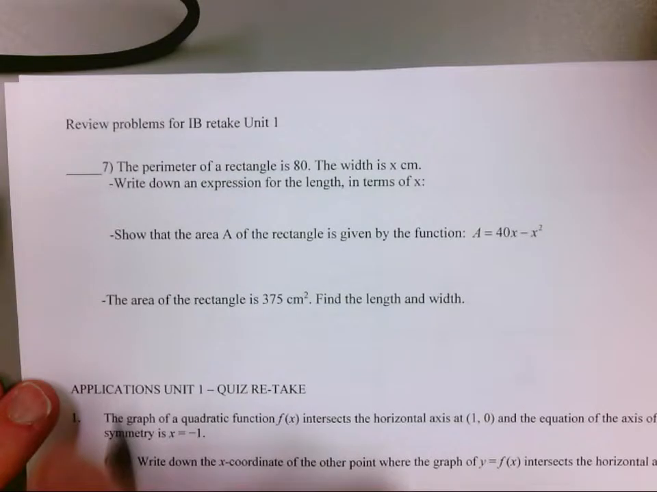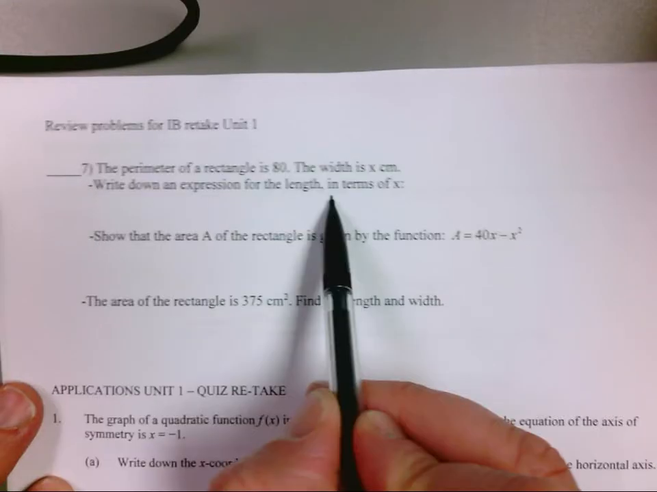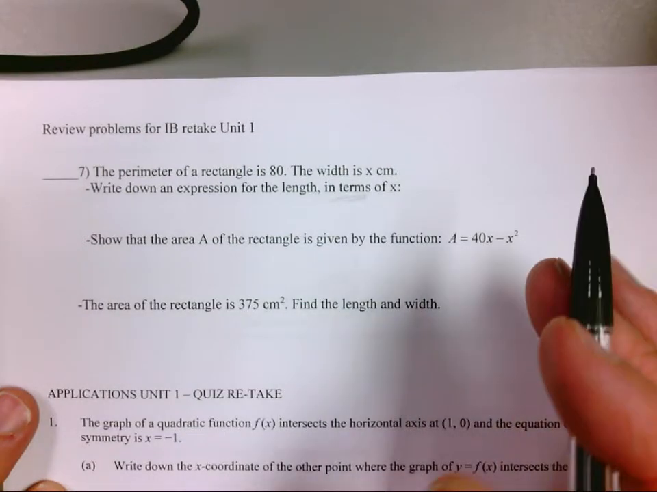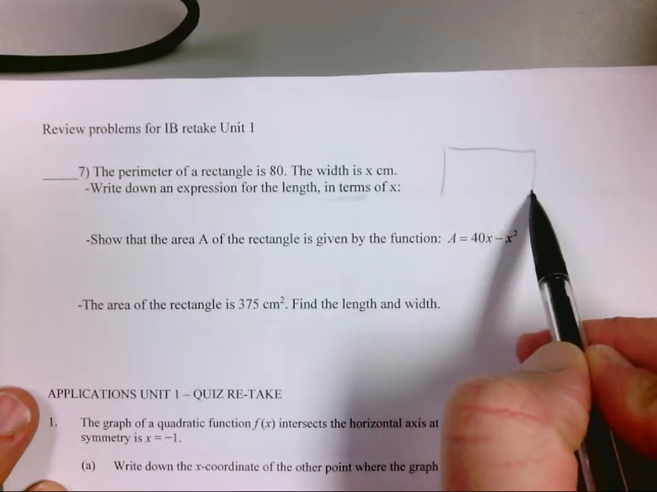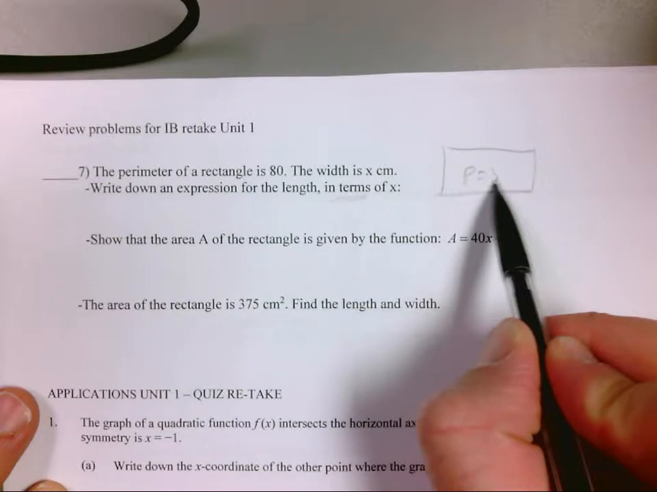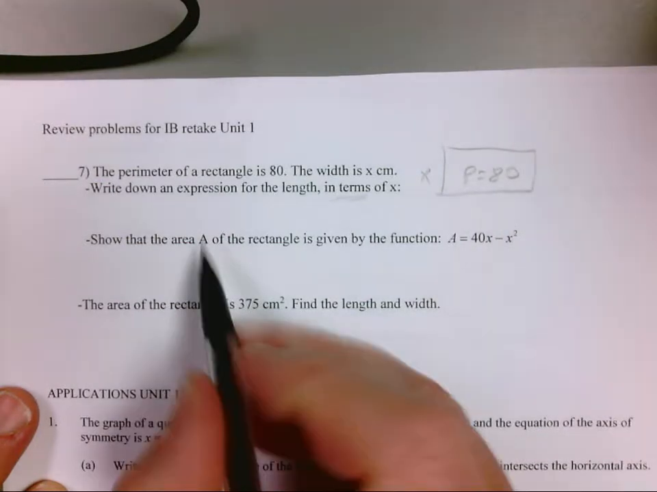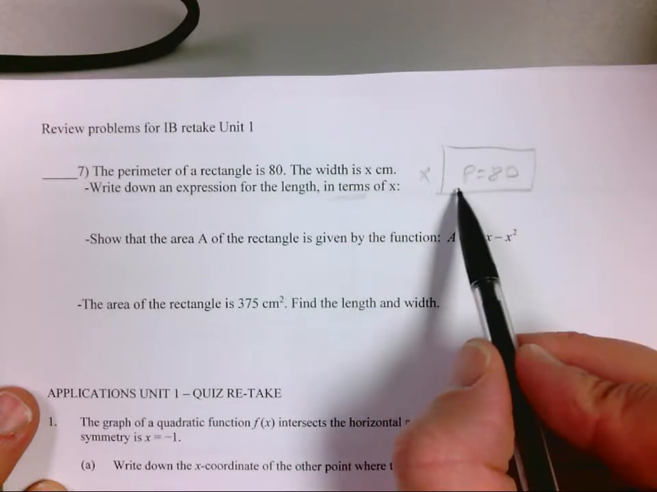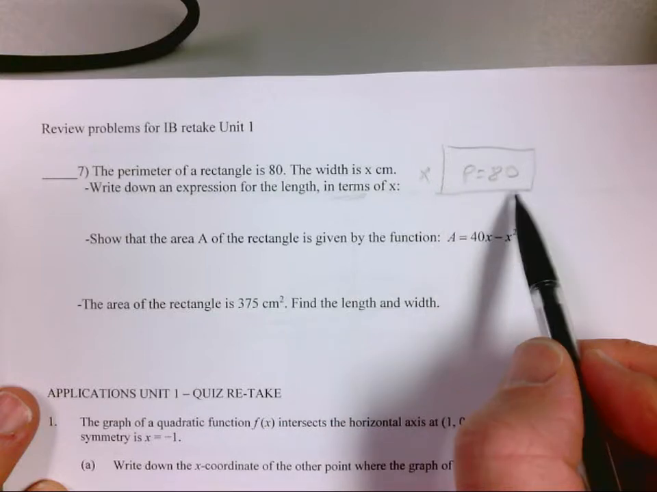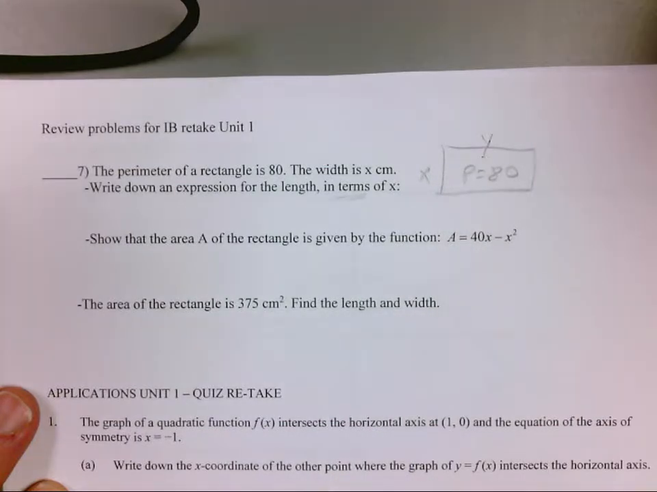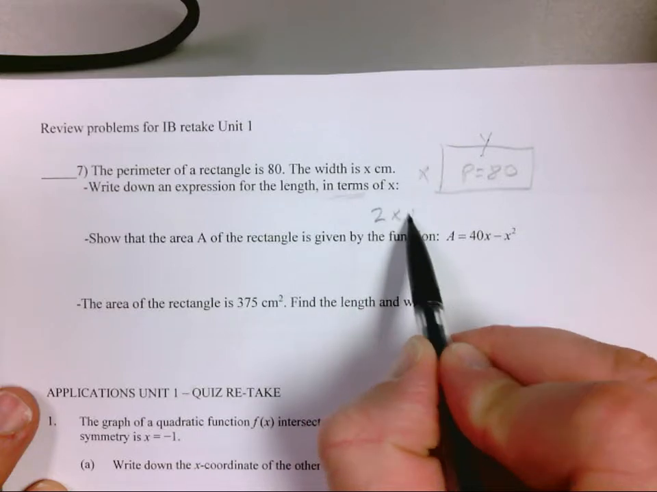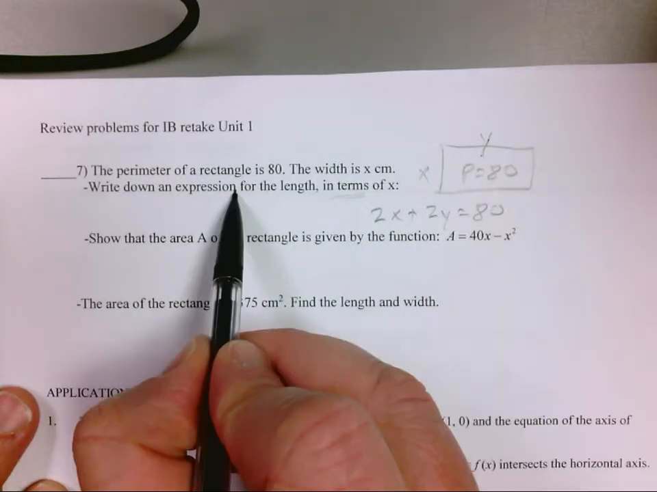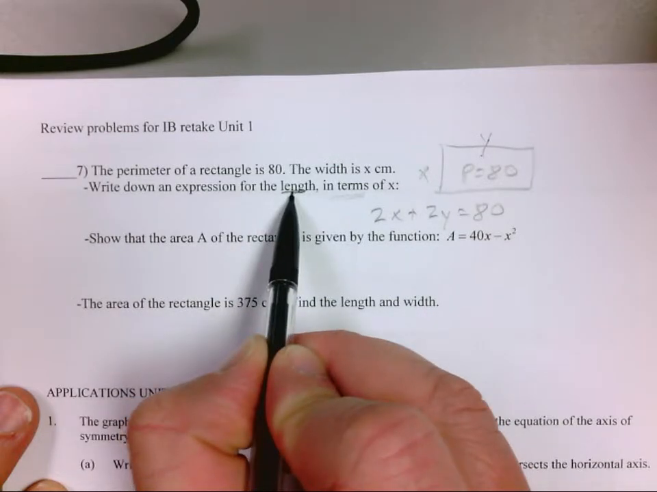Write down an expression for the length in terms of x. That means we're not solving anything yet. We have a picture of a rectangle, and we know the perimeter is 80. The width is x. Expression for the length in terms of x. So what else do we know? We know this is y, or whatever you want to call it. So 2x plus 2y equals 80, and that's not solved for length yet. So to solve it for length, you need to get y by itself.